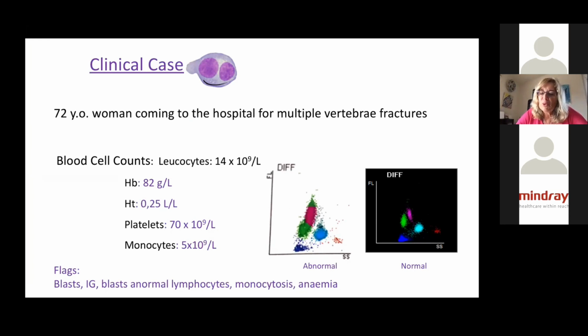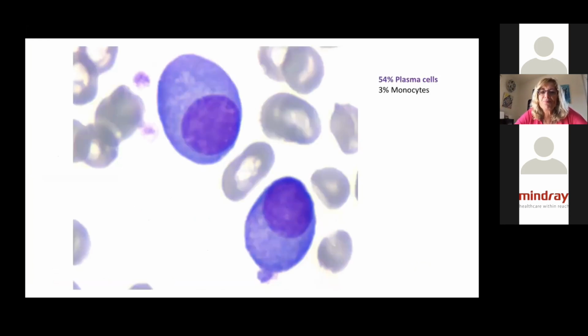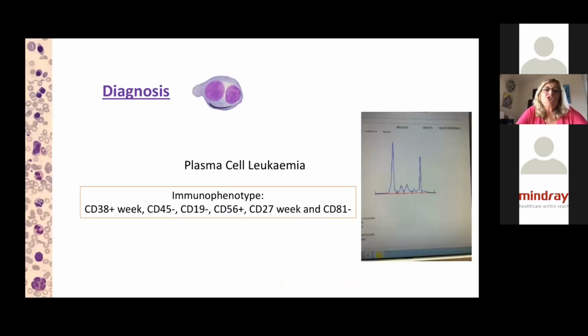Let's go to the peripheral blood smear. Oh, surprise. In the peripheral blood smear, we don't have monocytes. We have plasma cells. We counted 54% of plasma cells and only 3% of monocytes. The diagnosis was a plasma cell leukemia. You can see here the monoclonal band on the graph, and the immunophenotype demonstrated abnormal plasma cells circulating in blood.